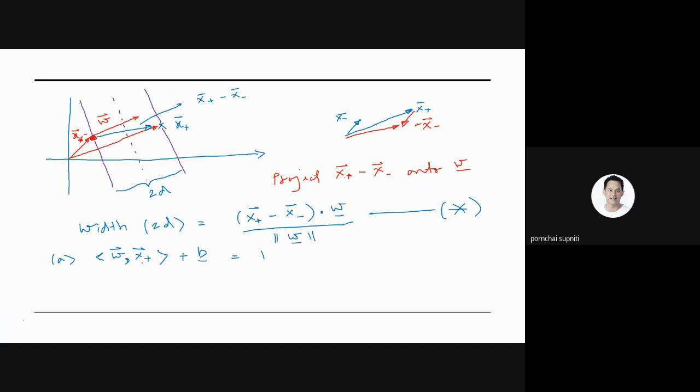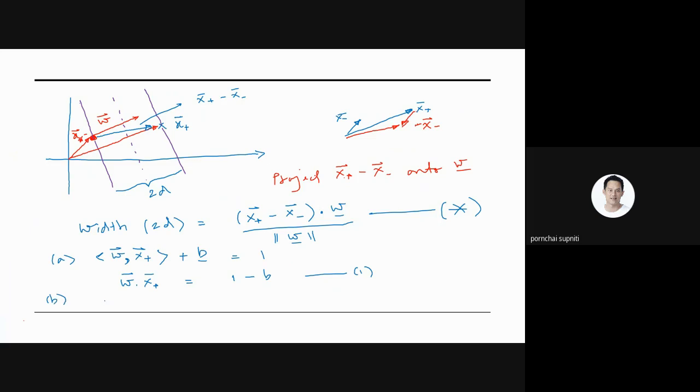Or I can write it as W dot x plus, just the matrix multiply to each other, right? This one will be equal to 1 minus b. Okay, let's call this equation 1.